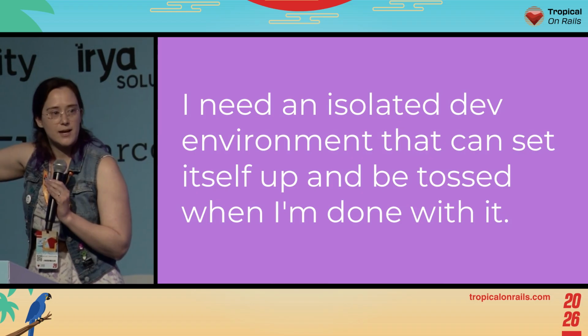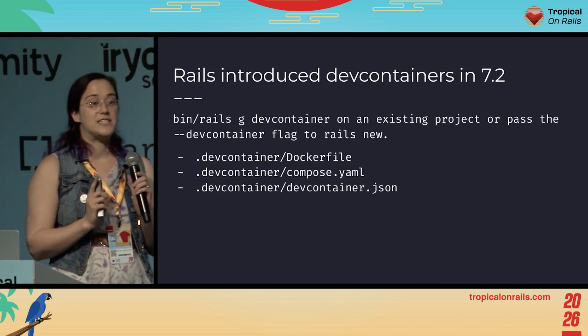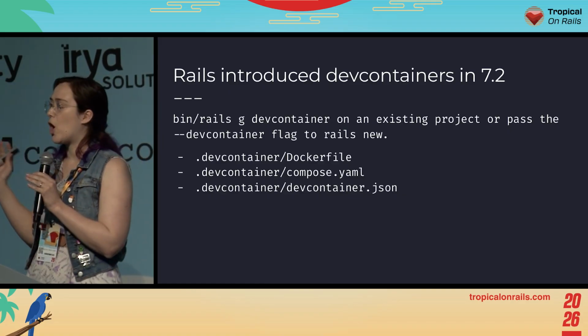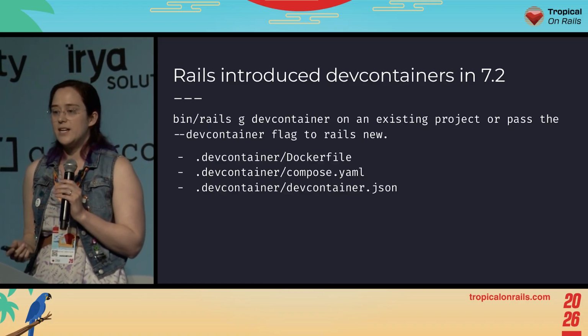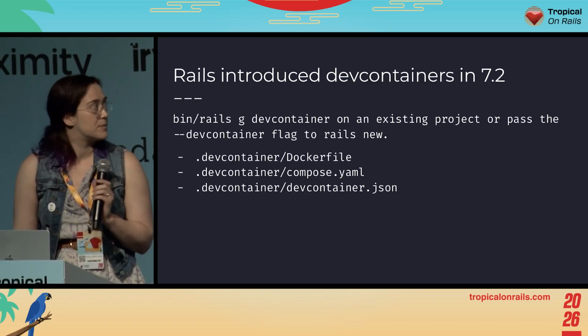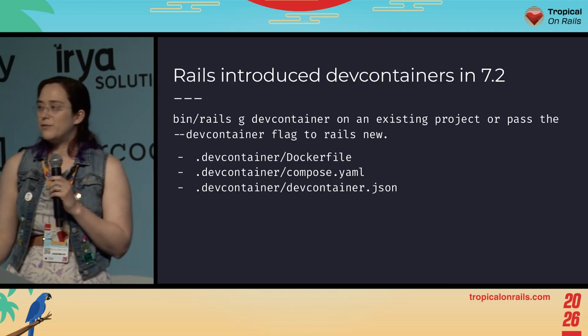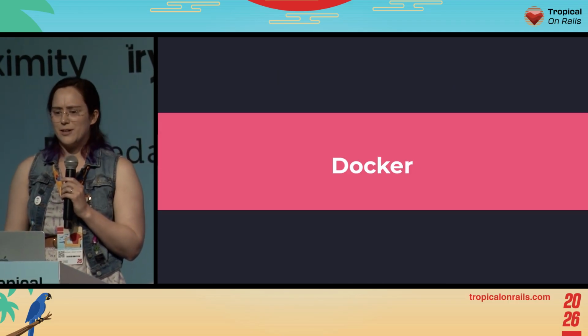That is the reason that I am really glad that Rails introduced Devcontainers in 7.2, because that means that we can all congregate around an isolated containerized push-button dev setup. Before we get into what these files are and what they do, we really need to talk about Docker.